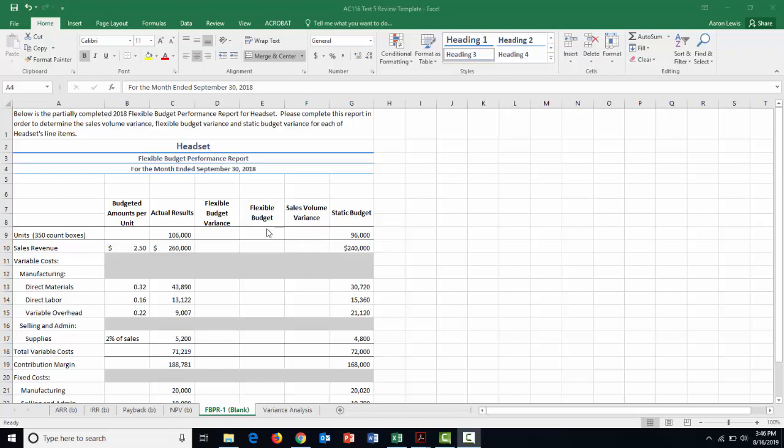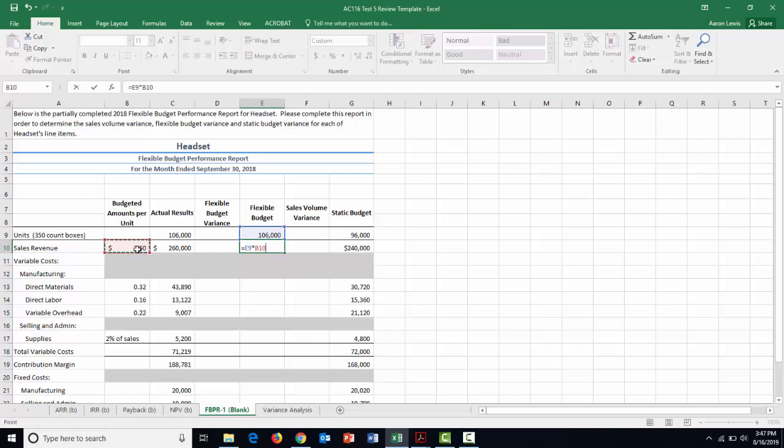But let's start by filling out this flex budget performance report. For your flex budget column, the first thing that you need to do is make your number of units equal to your actual results. So if we hit enter and bring this over, we come up with 106,000. The sales revenue in our flex budget is going to be equal to that amount of units that we brought over times the input for that unit. We're selling each one of these headphone cases for $2.50. So if we hit enter, it means they're going to generate $265,000 in revenue. They should have generated $265,000 in revenue.